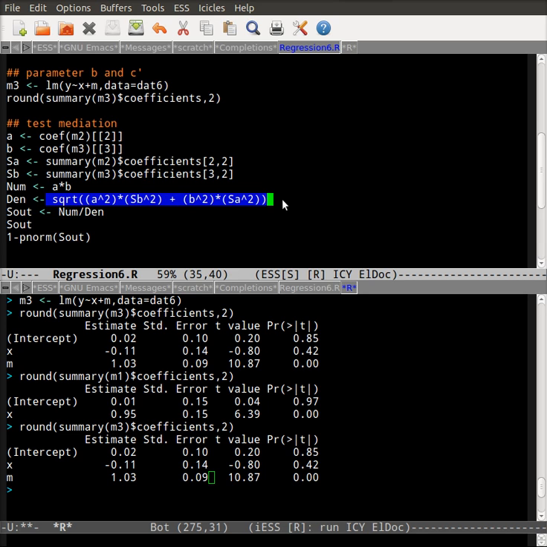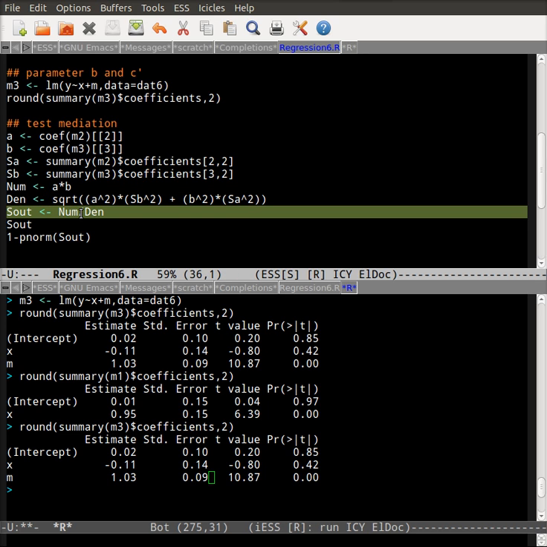Okay, I know it's backwards. It looks backwards and it looks wrong, but it is not. So it's the A parameter squared times the standard error of B squared plus B squared times the standard error of A squared. And you take the square root of that entire operation. After you do that, S out is just what I called it. It's the numerator over the denominator.